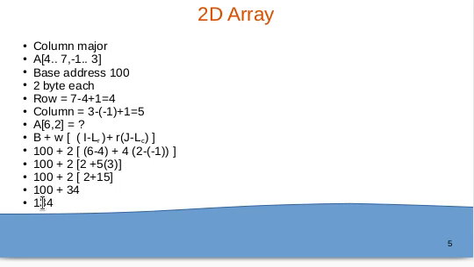I think you all understand the problem of calculating the address in a 2D array in row major order and also in column major order.